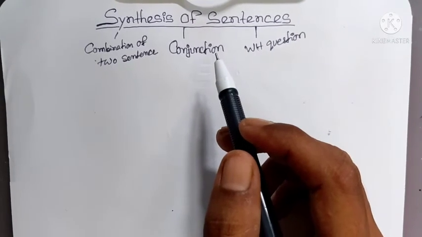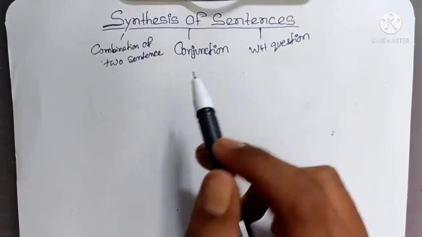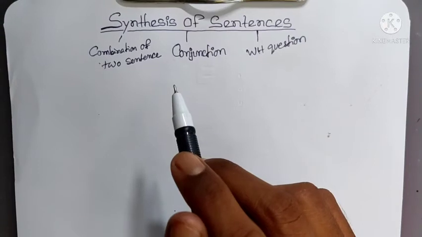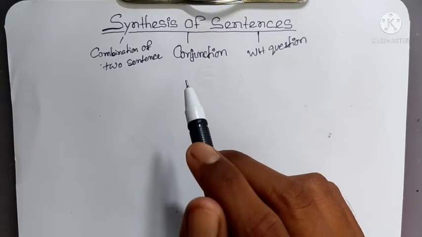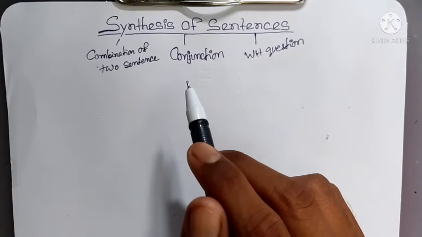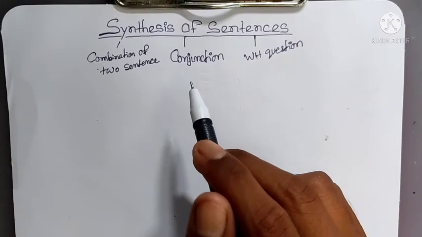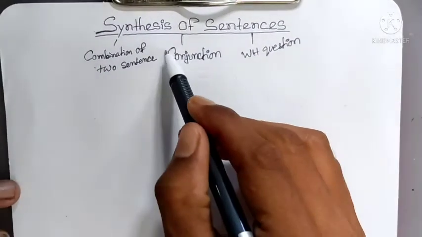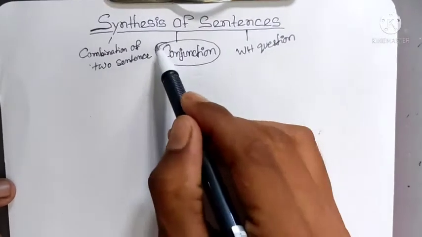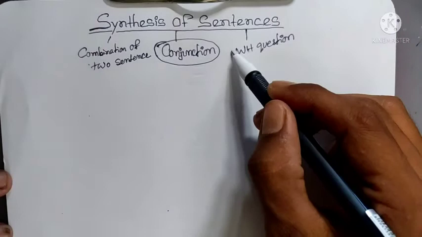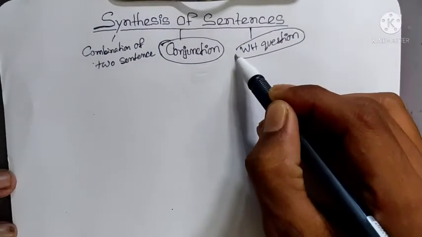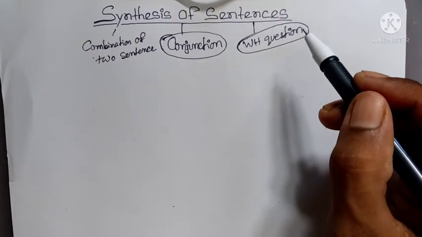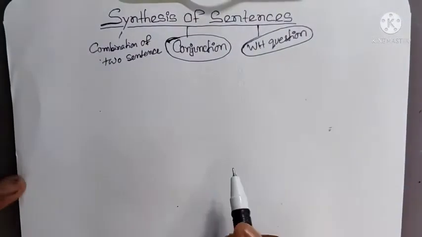Okay. So in a sentence which is given to combine, if there is a WH question in one of the two sentences, then we should combine the sentence by using that given WH question. Normally we combine two sentences by using the conjunction. But if there is a WH question, then we should use the WH question to combine the two sentences. We don't need to add any conjunction in that sentence.